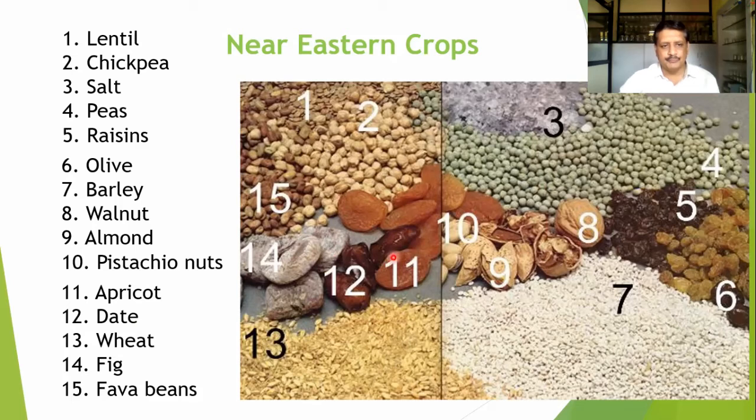Then dates, wheat, here you can observe number 13, wheat. Then fig, 14. And the fava beans, these are the larger beans, which can be eaten as vegetables. So these are the Near Eastern crops that can be located in these regions. Near Eastern is the region where we can find Punjab, the northwest, Afghanistan, then Tajikistan, Uzbekistan, and the Western Tian Shan. This center listed about 43 plants, including many varieties of wheat.